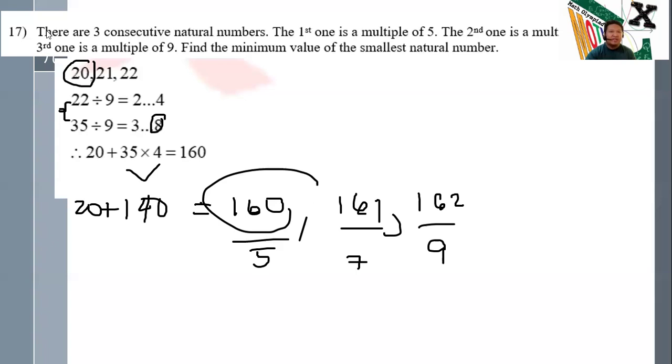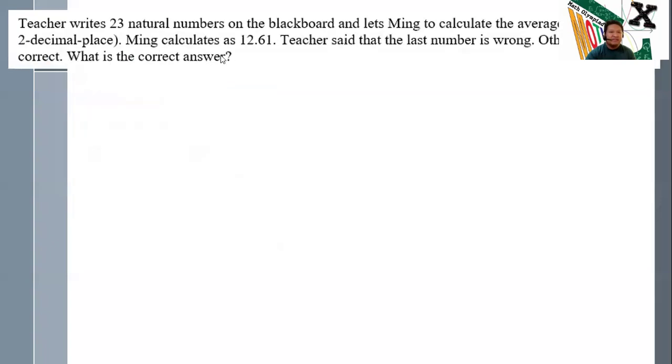Okay, question number 18. Teacher writes 23 natural numbers on the blackboard and lets Ming calculate the average, keeping two decimal places. Ming calculates 12.61. Teacher said the last number is wrong. Other numbers are correct. What is the correct answer?